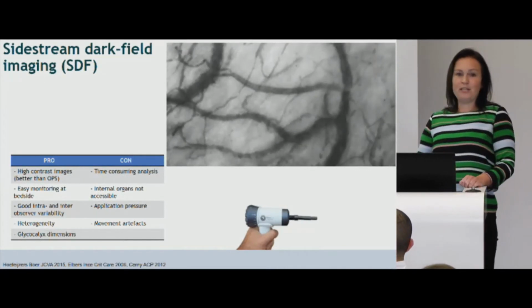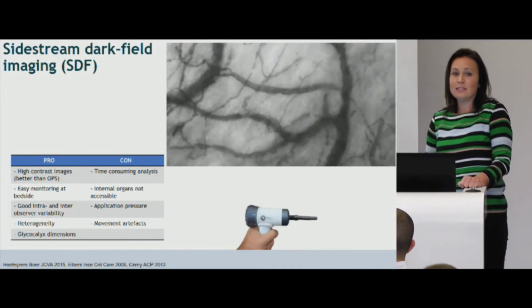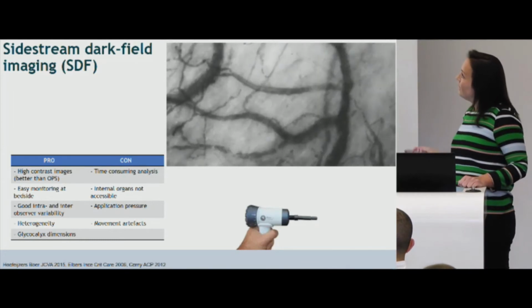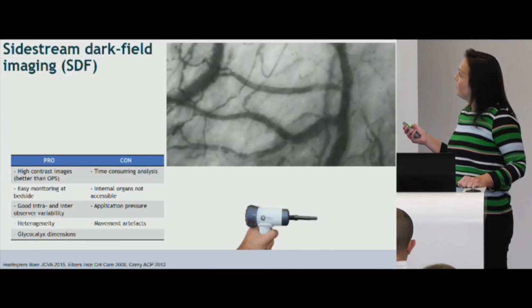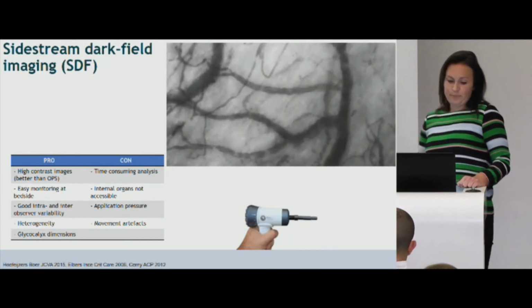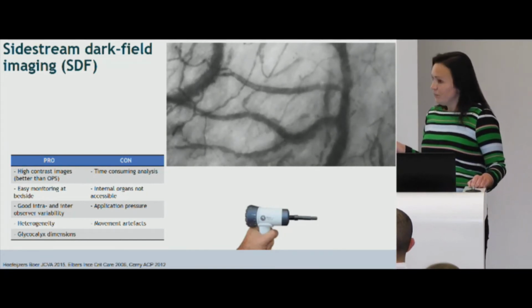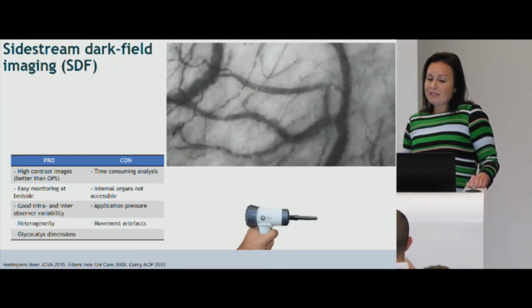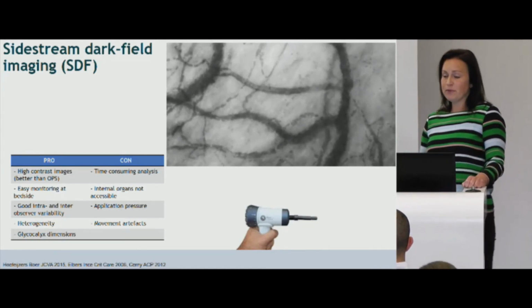The second generation handheld device is called SDF, sidestream dark field imaging, and this is a technique that is nowadays commonly used. You can see very nicely the erythrocytes flowing within the capillaries. Here you have an arteriole, here you have a venule, and these small ones are the capillaries. It is a very small device, as you can see, and therefore it's easy to monitor at the bedside. It has higher contrast images than OPS, so the SDF is mostly preferred.